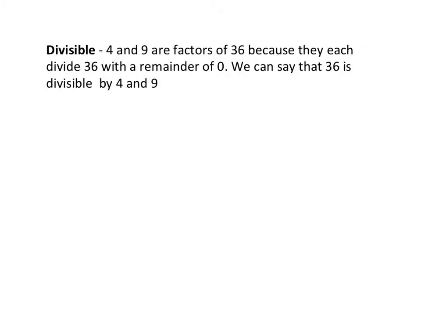Let's clarify divisible. It's not necessarily a definition, but an example. 4 and 9 are factors of 36 because they each divide 36 with a remainder of 0. We can then say that 36 is divisible by 4 and 9. That's something we've normally done in the past, we just haven't really given it a name or a solid definition or example. So divisible.